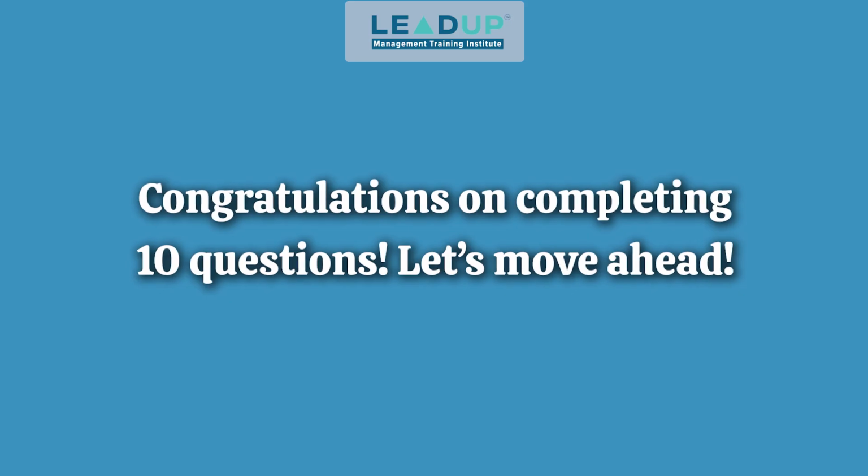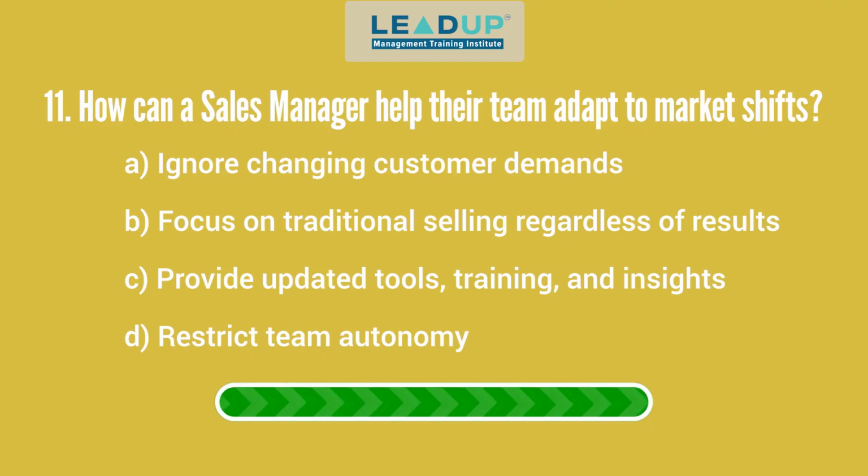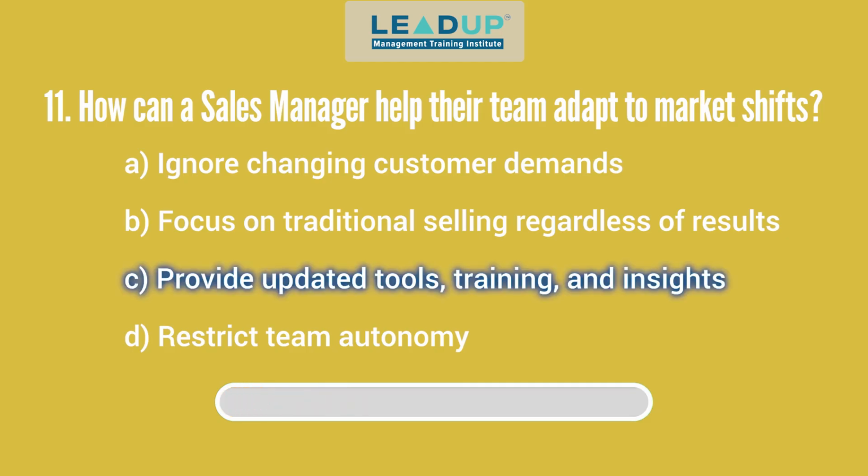Congratulations on completing 10 questions. Let's move ahead. Question 11. How can a sales manager help their team adapt to market shifts? A. Ignore changing customer demands. B. Focus on traditional selling regardless of results. C. Provide updated tools, training, and insights. And D. Restrict team autonomy. Answer: provide updated tools, training, and insights.